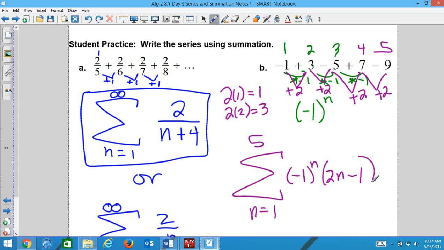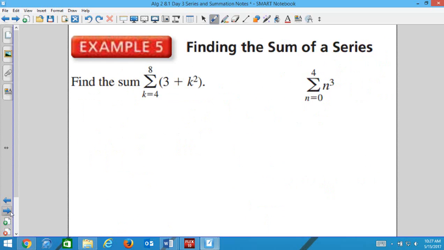All right, questions? We can do this. The last part of the notes is finding the sum. It is called a series when we're adding them all up. It's called a sequence when there's just commas between them. But it's a series when we're adding them all up. So we're going to actually find the sum.